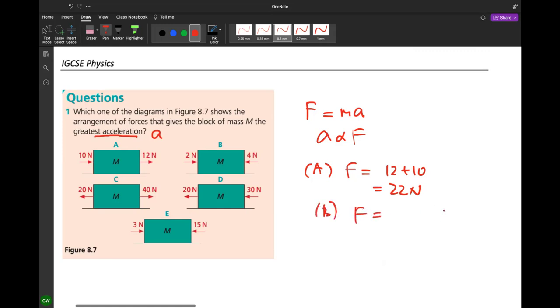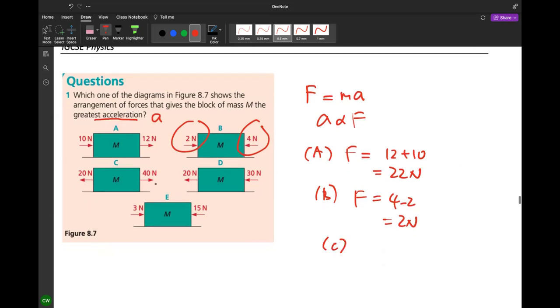For B, what is the resultant force? Peggy, what is the resultant force? Are they in the same direction or opposite direction? Same or opposite? 这是相反方向还是同个方向？相反叫什么？Opposite. Opposite要减还是加？减。So this is 4 minus 2 Newton. What about the C? Opposite or same? One is to the left, one is to the right, opposite. So how to find the resultant? 20, correct.